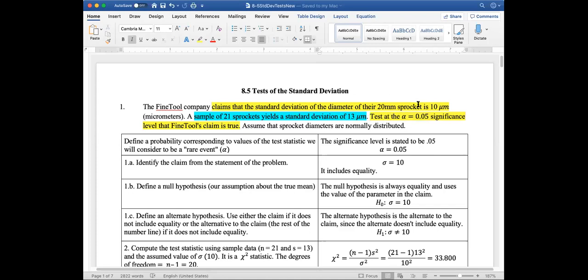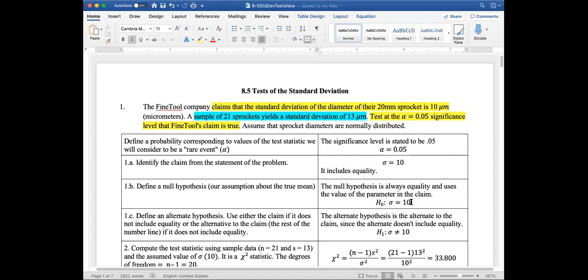You'll notice that I've highlighted in yellow the claim information because it says test at a certain significance level, in this case 0.05, so we know alpha, that their claim is true, and here's the claim: standard deviation is 10 micrometers. So we know it's sigma equals 10 micrometers, or sigma equals 10. So we have our alpha, we have our claim.